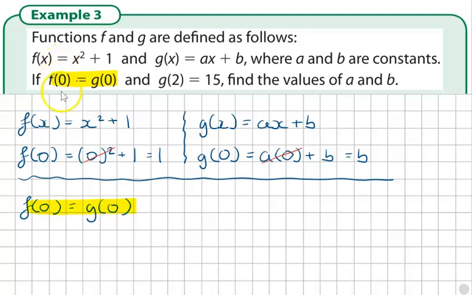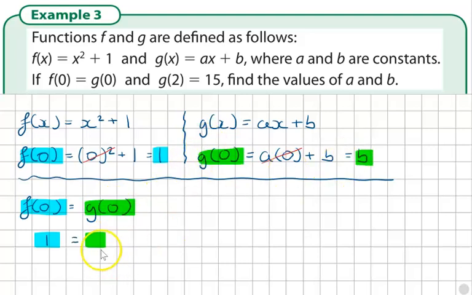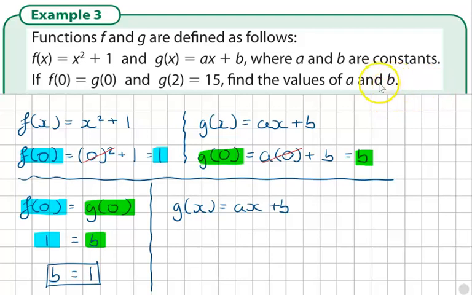So they tell us in the question f of 0 is equal to g of 0. So if f of 0 is equal to g of 0, and f of 0 equals 1, and g of 0 equals b, then 1 equals b, and b is equal to 1. So we now know what b is. So we found the value of b. So now we need to find the value of a. So we know g of x is equal to ax plus b, and g of 2 is equal to 15.